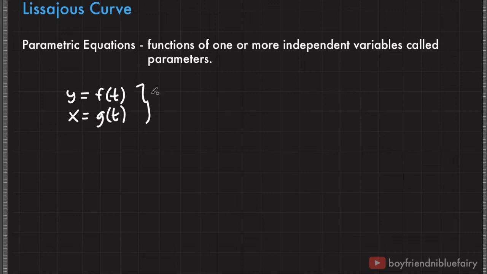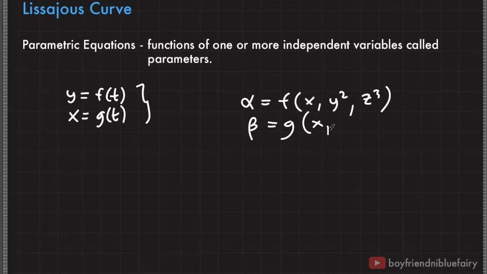So again, for example, we have alpha and it's a function of x, y squared, and z cubed, and we also have beta and it's also a function of x, y squared, and z cubed. Then these equations are called parametric equations and they share similar parameters. In this case, it's x, y squared, and z cubed. Now, there are many applications of parametric equations because they are helpful in efficiently solving other mathematical problems, especially when you want to dissect or segregate some variation of variables.